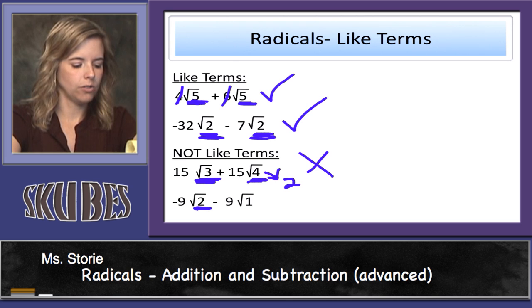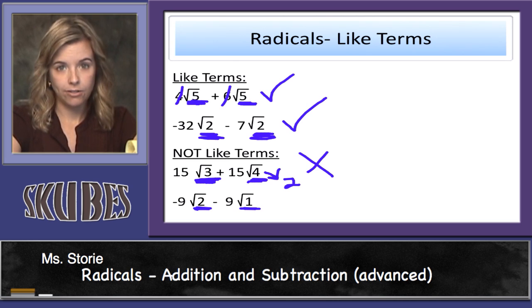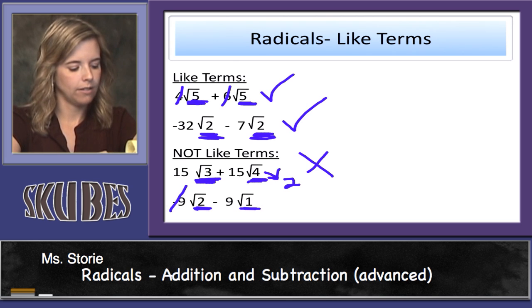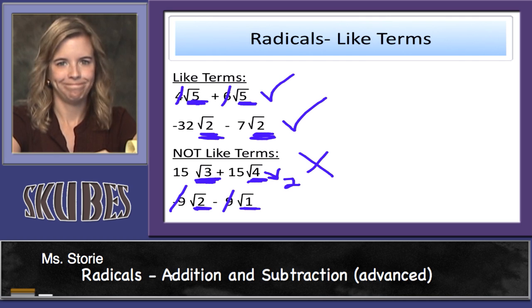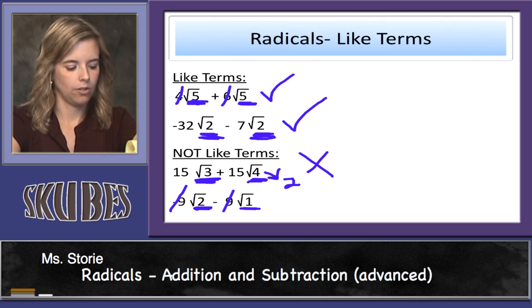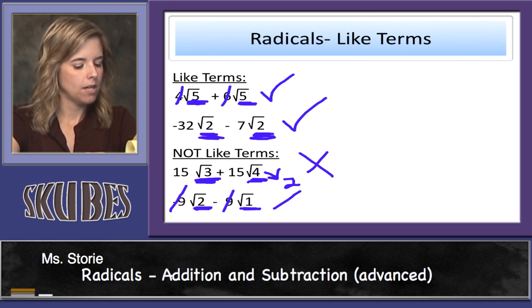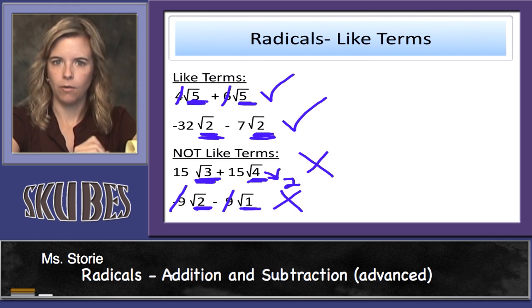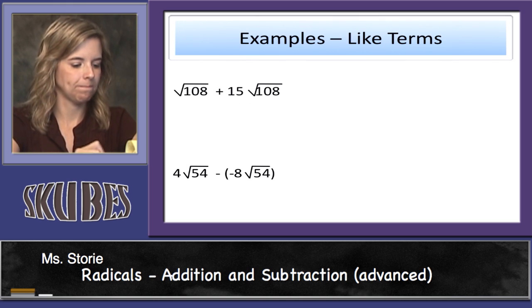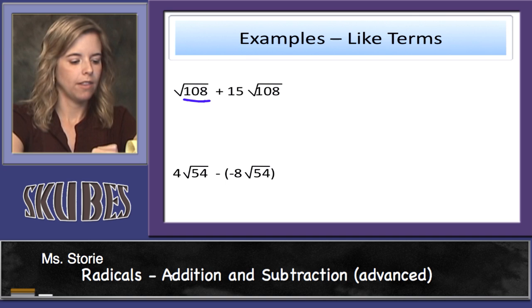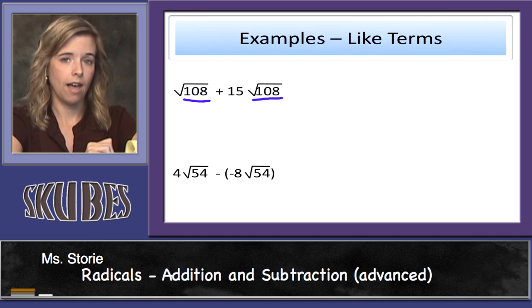And then here you've got a radical 2 and a radical 1. They don't match again, and it doesn't matter that you have a negative 9 and a negative 9 for a coefficient. We don't care. It's all about what's going on underneath the radical. They're not the same. They're not like terms, so you can't do anything with them.